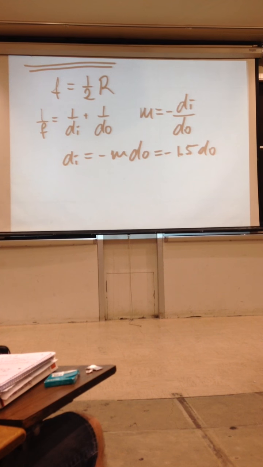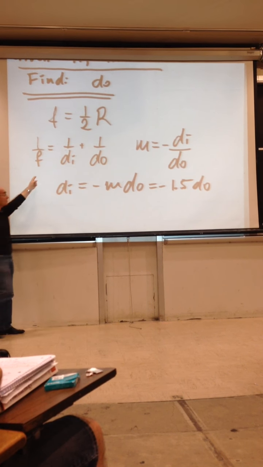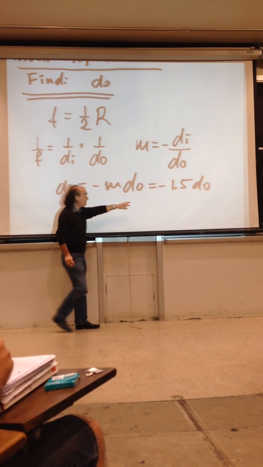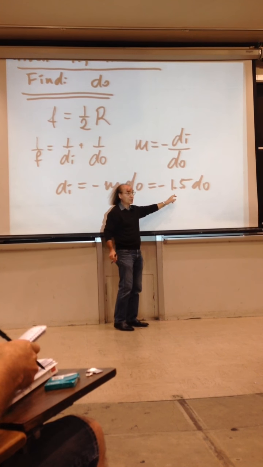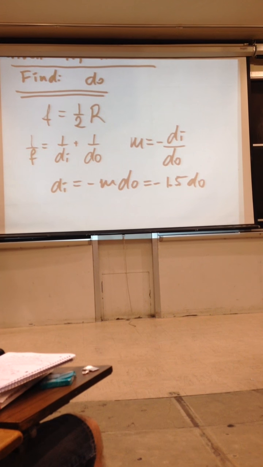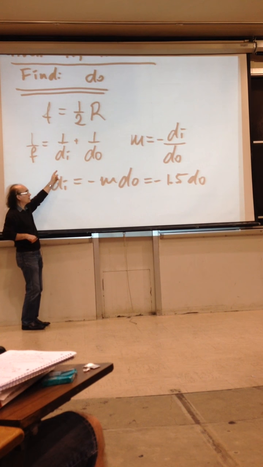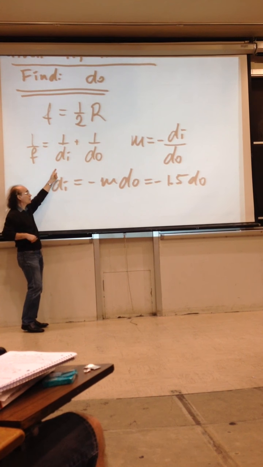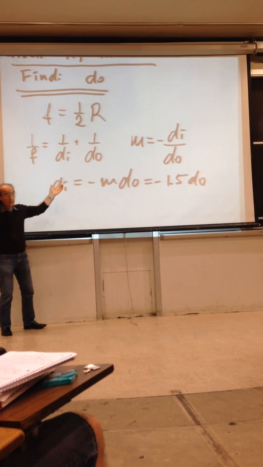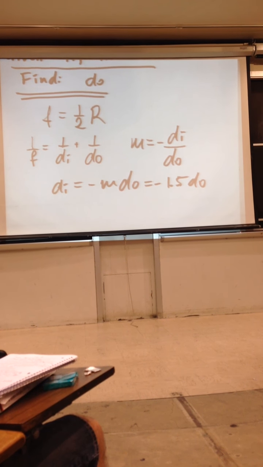Okay? If you replace the image distance in this equation with this, you get one equation with one unknown, because you found the focal length. Here you place negative 1.5 dO, and you find dO from there: one linear equation with one unknown.